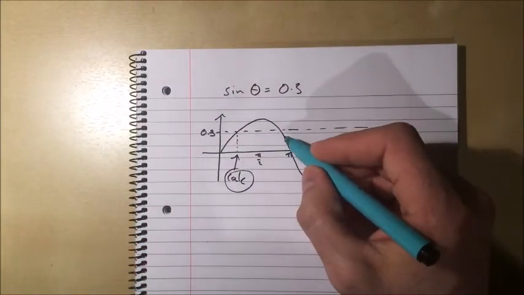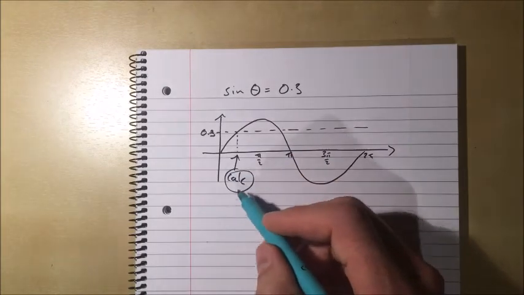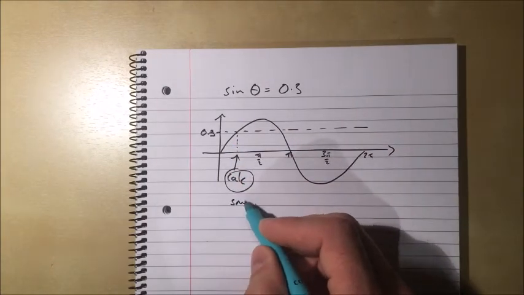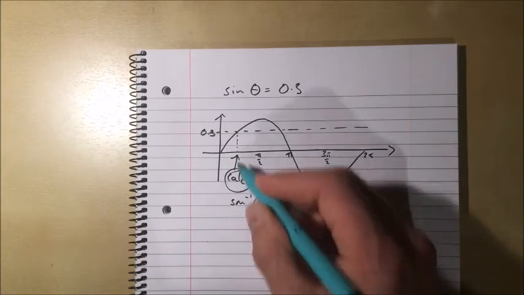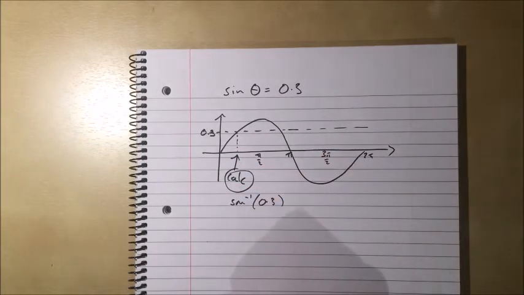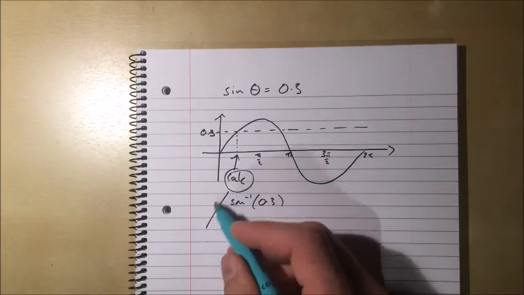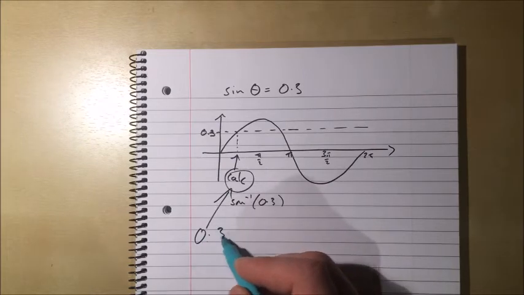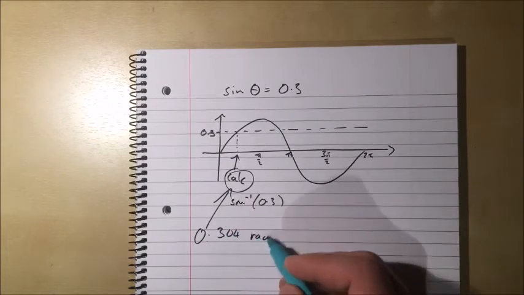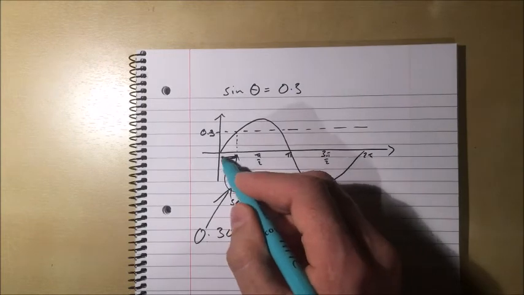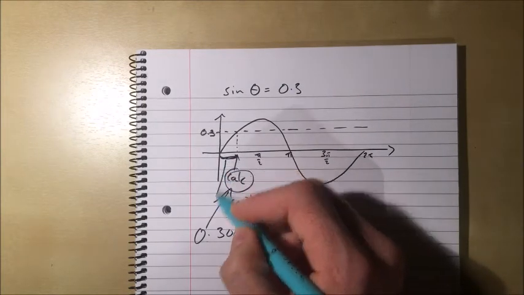Okay, so once we know that one from the calculator, and we get that by just doing sine inverse of 0.3, we've got that number in radians, and I can find that from the book. It turns out to be 0.304 radians. So that distance there is 0.304.